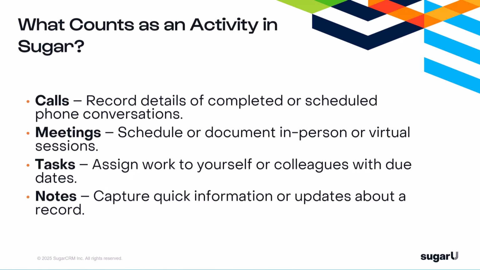What counts as an activity in Sugar? Sugar supports several types of activities that can be logged and managed. Calls. Record the details of completed or scheduled phone conversations. For example, you might log a sales call with a new lead. Meetings. Schedule or document in-person or virtual sessions, like a quarterly review meeting with a customer.